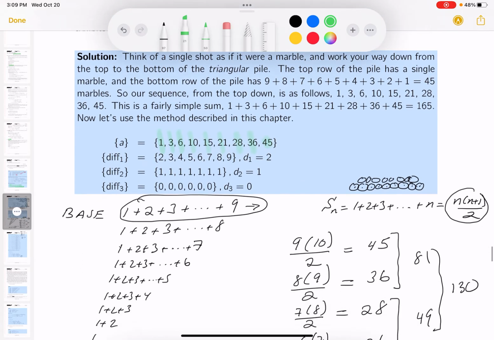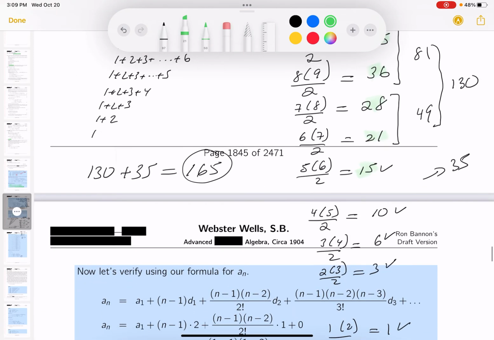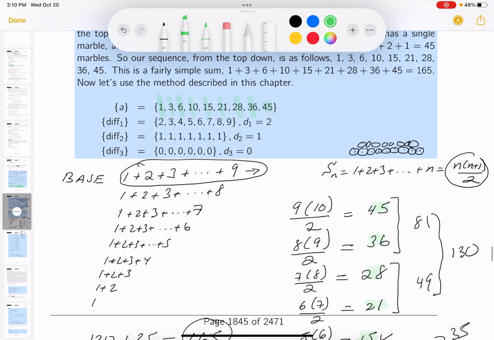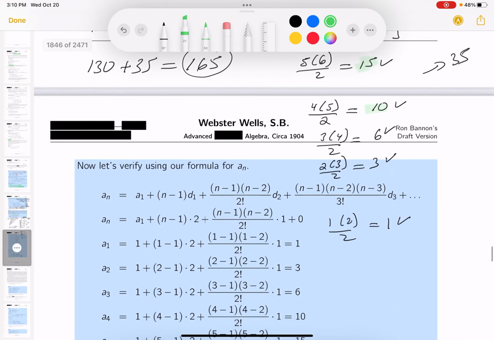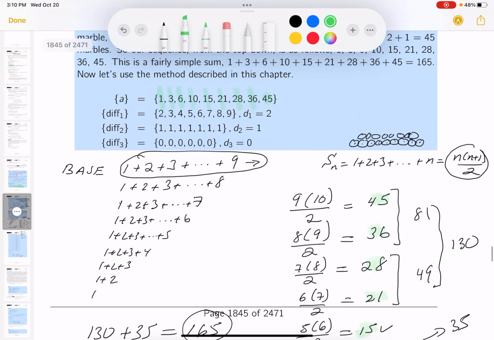Now, I want to point out, did we get those numbers? We did. We got the 45. We got the 36. We got the 28. We got the 21. We got the 15. We got the 10. I'm just pointing out what I'm getting: 6, 3, 1. We did that. Our work gave us that. Then what did they do?